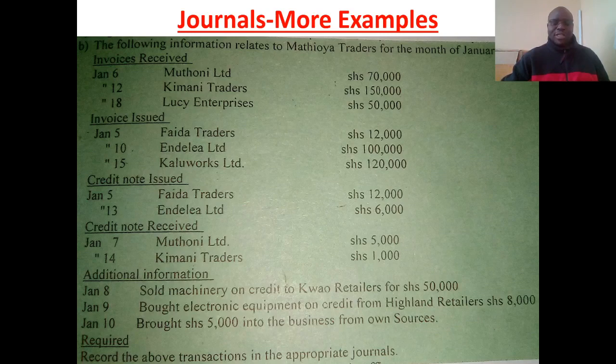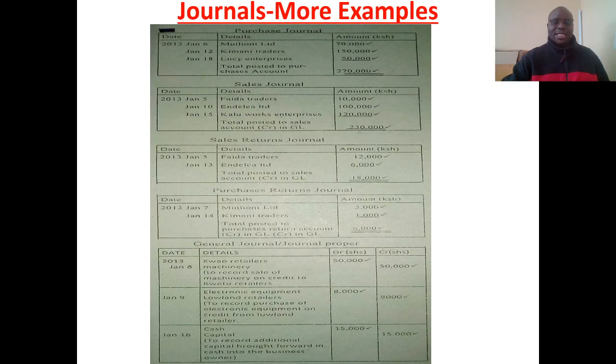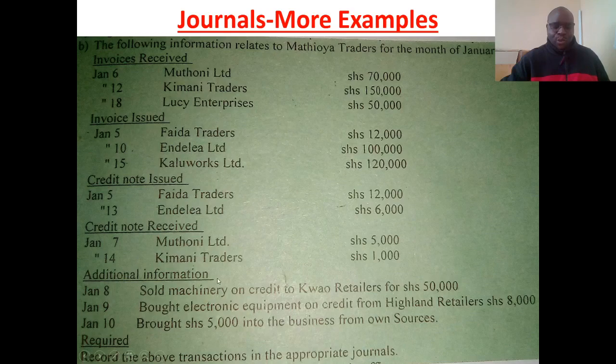On the 8th, sold machinery on credit to Kwao Retailers for 50,000. That will necessitate that Madhya Traders establish a general journal. So on January 8th, debit Kwao Retailers 50,000. These are debtors. They have bought an item on credit, so debtors have increased. You record that on the debit side because that is what will happen in the individual account. Then credit machinery account 50,000. Machines have reduced in value and number in the business, as we sold machinery.